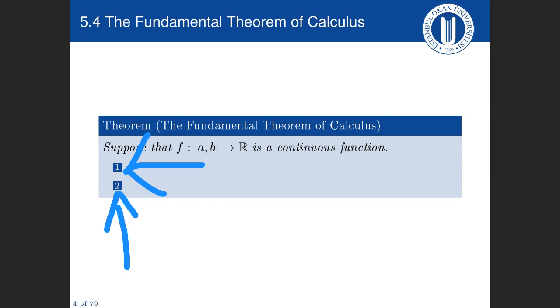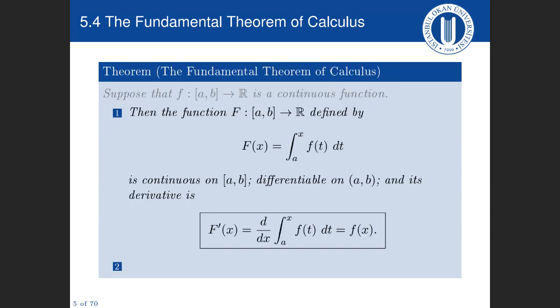First of all, part 1 says, if we define a new function, let's call it capital F, with this formula, capital F is defined to be the integral from a to x of f of t dt, then this function is continuous and differentiable, and if we differentiate capital F, then we get the function small f that we started with.